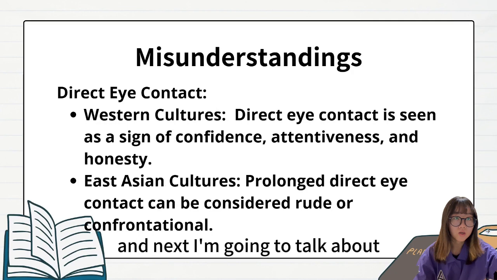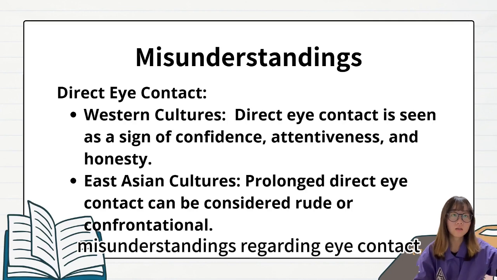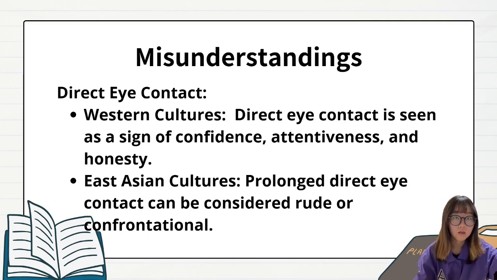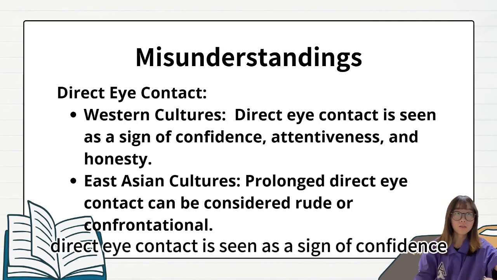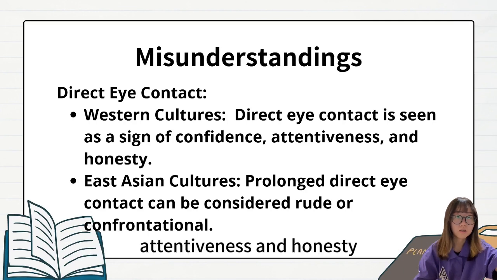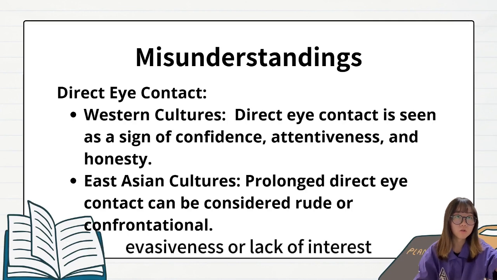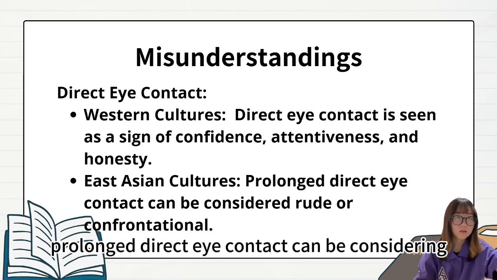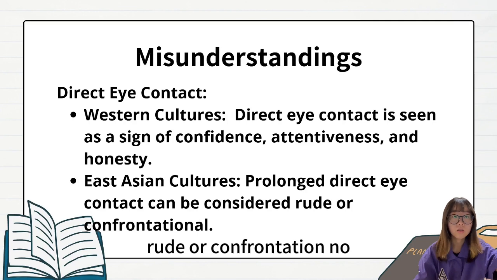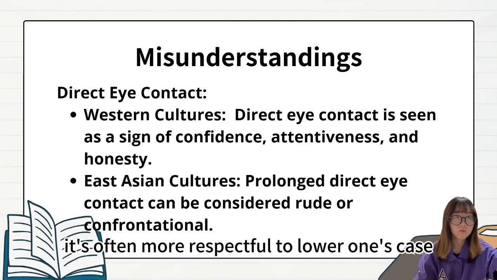And next, I'm going to talk about the misunderstandings of eye contact between different cultures. Misunderstandings regarding eye contact between cultures can arise due to different norms and expectations. Here are some examples. The first is direct eye contact. In Western cultures, direct eye contact is seen as a sign of confidence, attentiveness, and honesty. Avoiding eye contact might be interpreted as evasiveness or lack of interest. While in East Asian cultures, prolonged direct eye contact can be considered rude or confrontational, especially in hierarchical relationships. It's often more respectful to lower one's gaze.